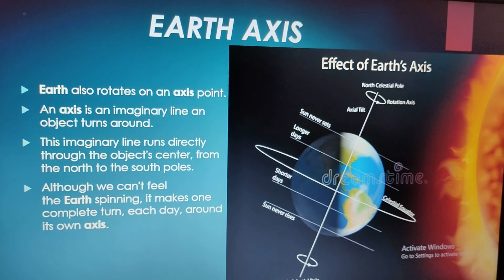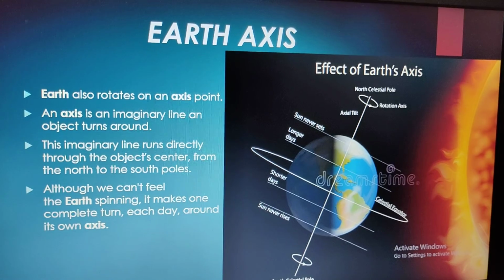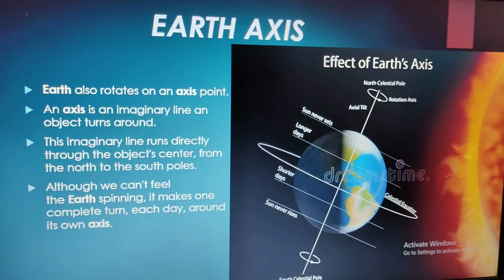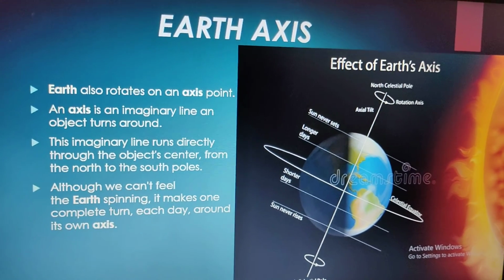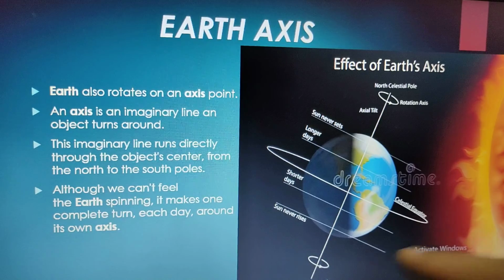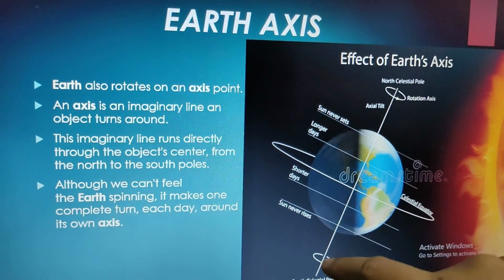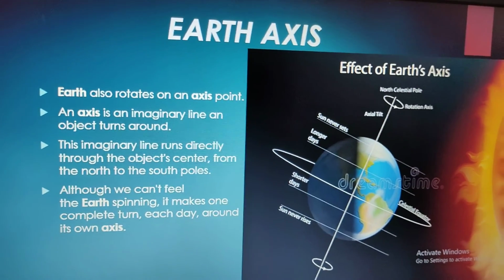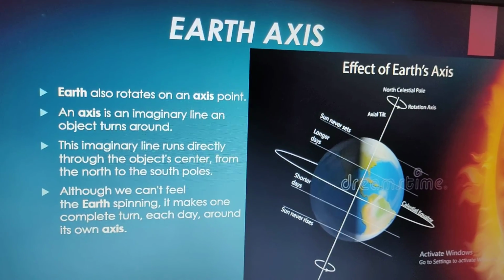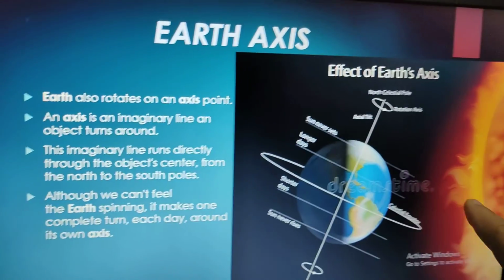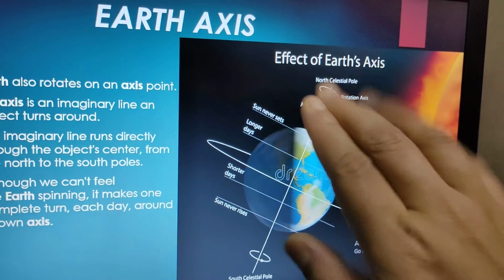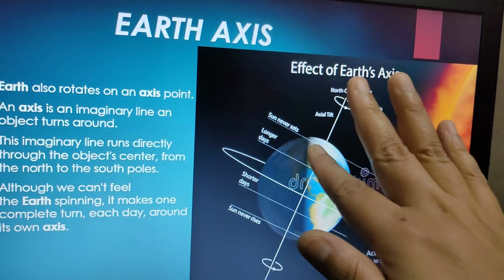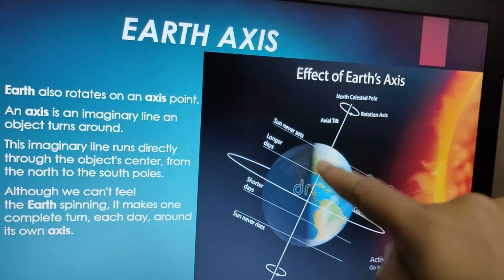Now, what is the Earth's axis? Earth also rotates on an axis. The axis is the imaginary line around which the Earth is said to rotate. The line which you are seeing does not exist in real. Its rotation causes day and night. The portion facing the sun, as you see in the picture, has day, and the portion not facing the sun has night.